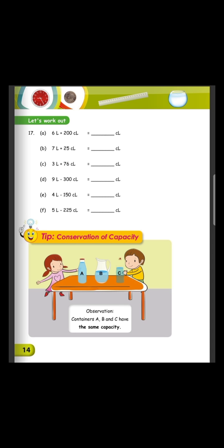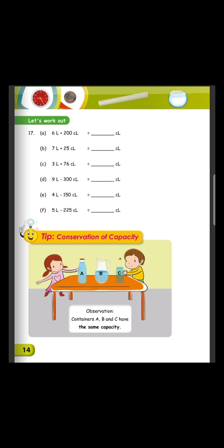Page 14 of the book. Exercise 17. Let's work out. Do you remember on Friday we did an exercise like this? So it is very easy. Part A. 6 liters plus 200 centiliters. We have liters and centiliters. What do we have to do?